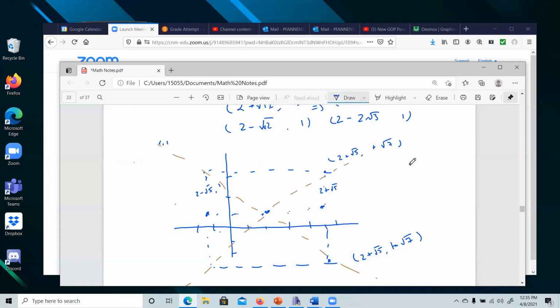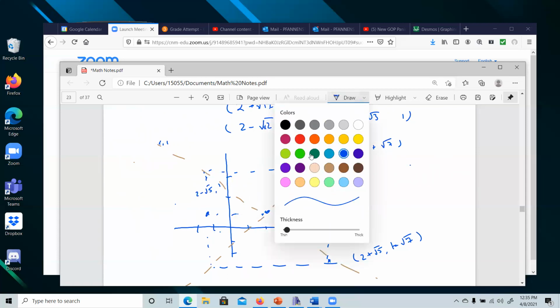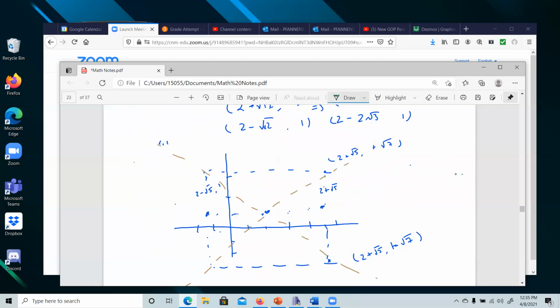Let's see, go back to blue, and we'll go to a different color. We'll go to green to type this thing in. So we get the vertex here. We are hugging our asymptotes. Okay, and that's our graph. Again, don't think I asked you, but just in case I did.